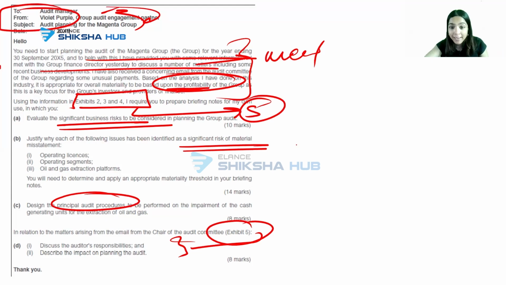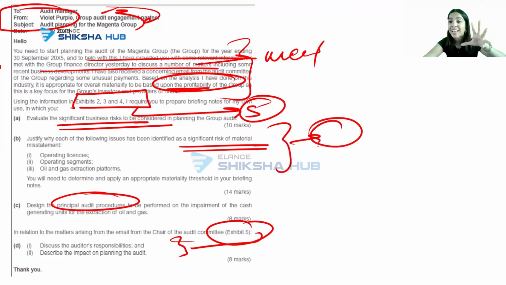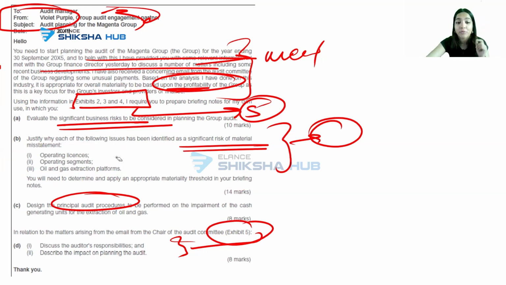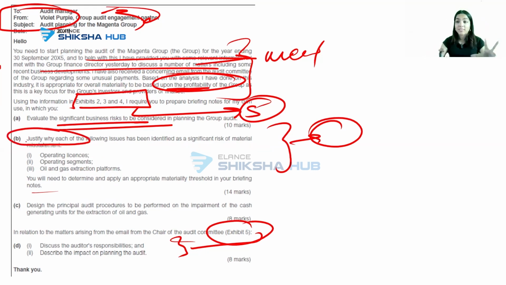Guys, this is the new kind of question that I have seen. Every time, what is given in the requirement is that you have to identify ROMM. In this particular question, they have already identified it for you. Okay, you will need to determine and apply an appropriate materiality threshold in your briefing note. So understand and justify why each of the issues has been considered as ROMM.